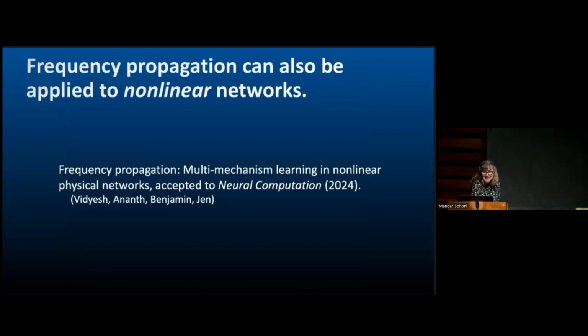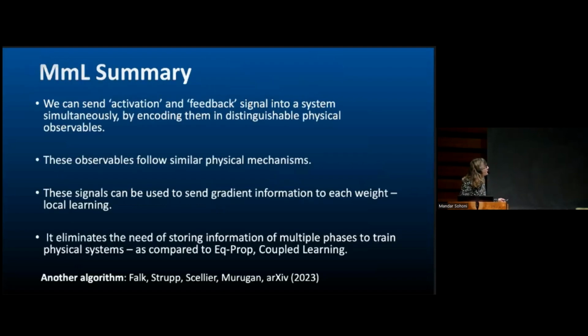As Benjamin noted, there's beautiful work by Millar in 1951 doing analysis of nonlinear resistor networks, which we don't talk about in Physics 101. But you can use some of the math that Benjamin developed for equilibrium propagation in nonlinear networks and use it to make some mathematical statements about frequency propagation, which again is an implementation of multi-mechanism learning. Okay, so in terms of a summary, we have an activation and a feedback signal, and they're distinguishable physical observables. In this case, they follow similar physical laws, meaning the Laplacian governs both, but you don't necessarily have to have that per se.